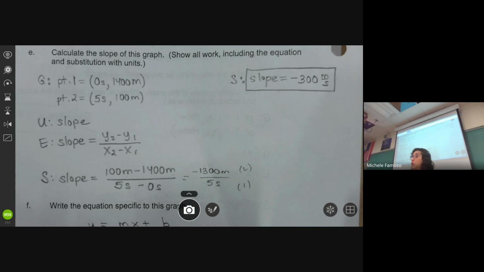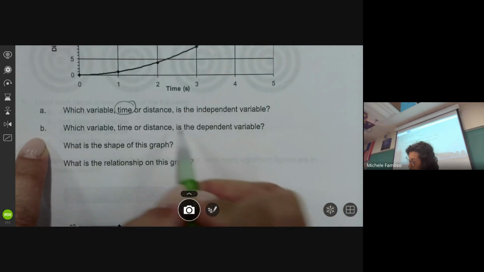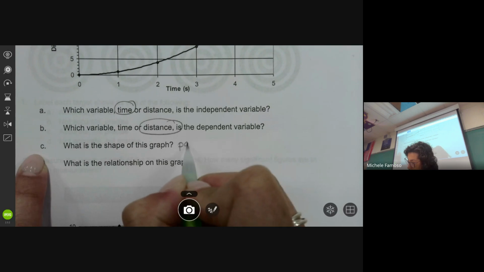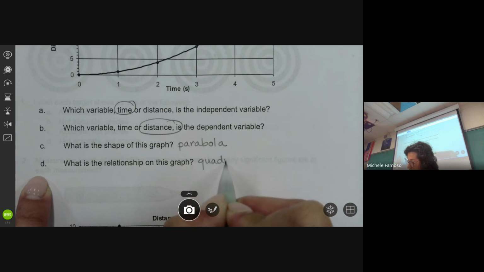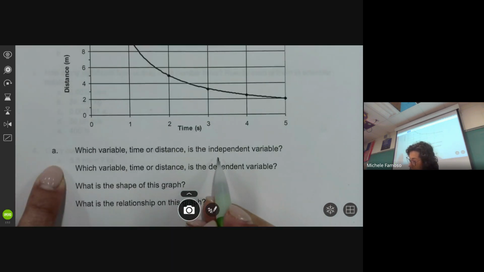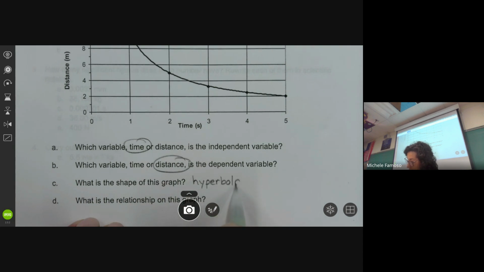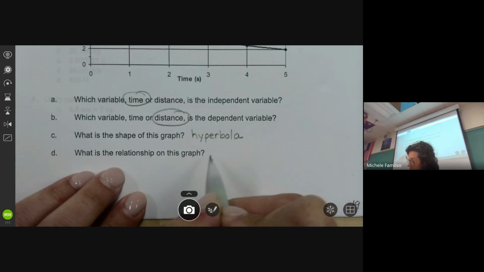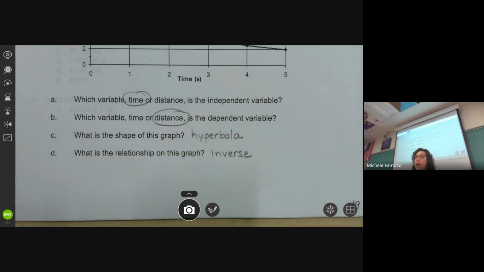The next page, I think, was super easy. Hopefully you thought so too. 3A, our independent variable is time. The dependent variable was distance. The shape of this, you should have said this was a parabola. And the relationship, you should have said quadratic. In number 4, part A, the independent variable is time. The dependent variable is distance. The shape, you should have said, was a hyperbola. Hopefully you spelled it correctly. And the relationship on this graph is inverse. Any questions?